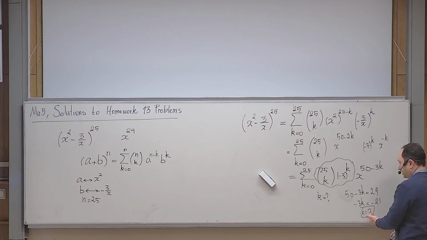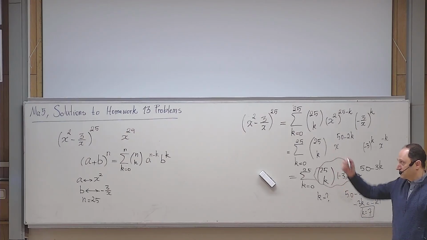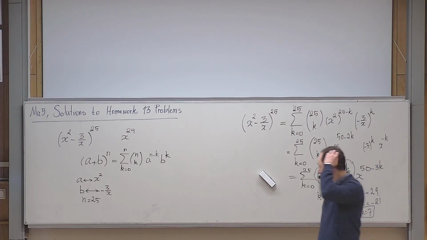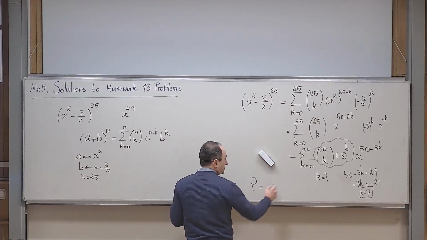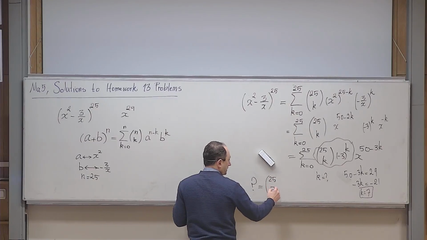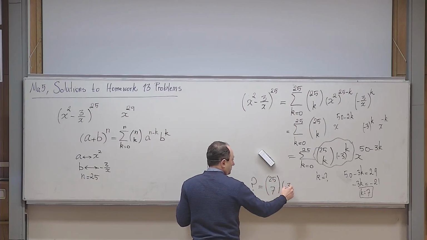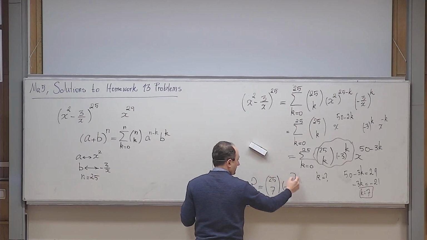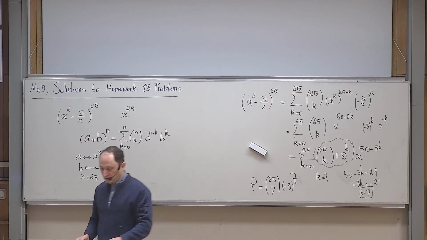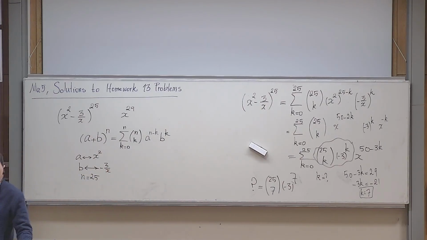So I have to put k back here and answer the question mark. But for this calculation, that is the reason I have given you access to GeoGebra. So what should I write? The question mark is equal to 25 choose 7, multiplied by minus 3 to the power 7. Yes? And then I hope that you know how to do it in GeoGebra.